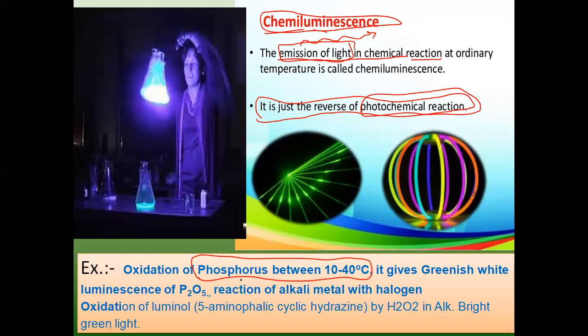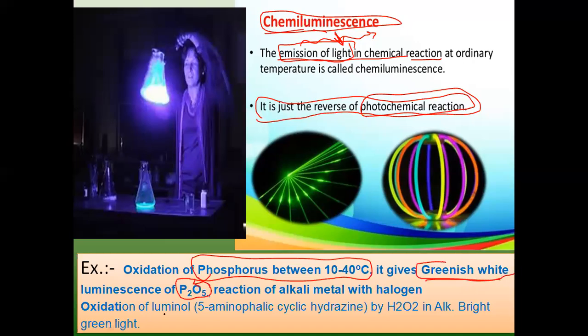And if phosphorus comes in contact with oxygen, so what happens? Oxidation of phosphorus occurs, and during that, chemiluminescence comes out. So there, the chemiluminescence is a greenish white luminescence. Phosphorus oxidation gives P2O5. This is the oxidation of phosphorus, and this reaction gives greenish white color.